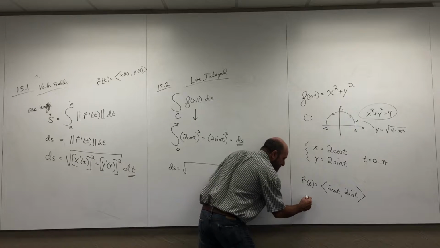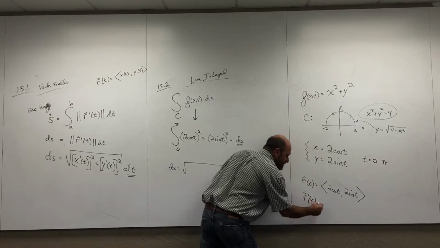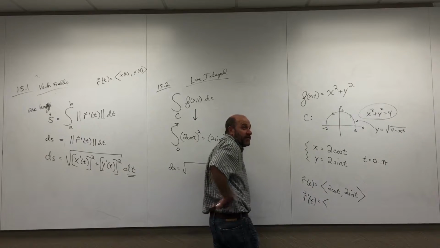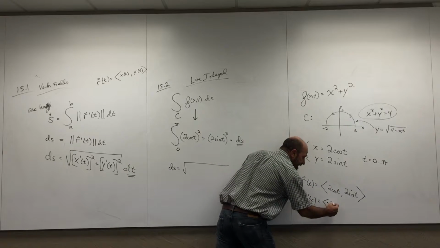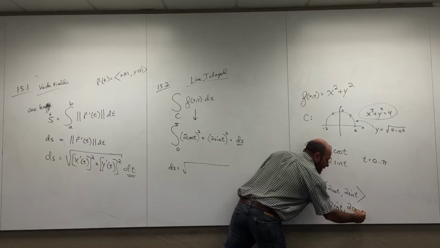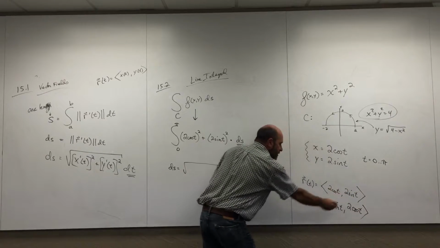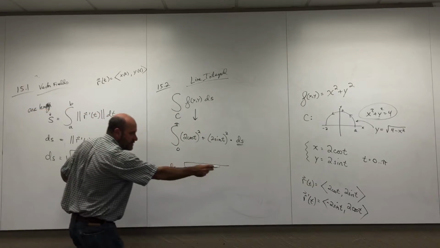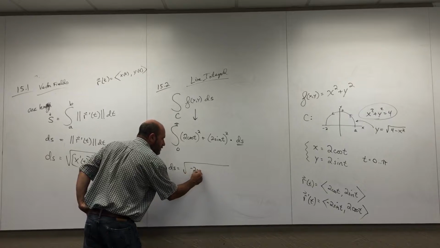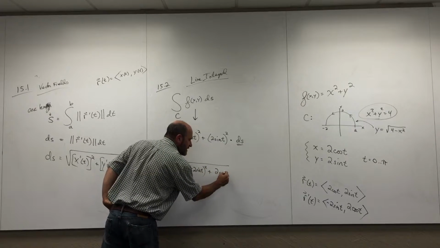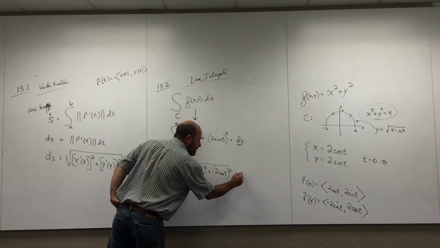So I need r prime, which contains x prime and y prime. The derivative of cosine is negative sine, and the derivative of sine is cosine. So there's my x prime and y prime. I'm going to plug those right into my formula here. I need x prime squared, that's negative 2 sine t squared, and that's 2 cos t squared dt.